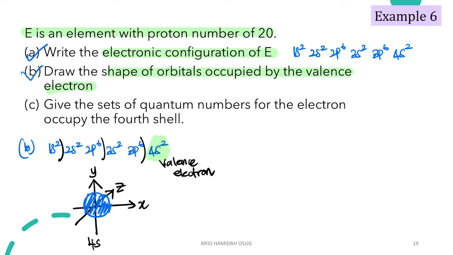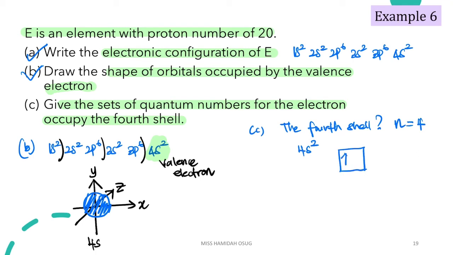And the last question, you were asked to give the sets of quantum numbers for the electron occupied the fourth shell. So the fourth shell maksud sini adalah apabila n equals to 4. So n equals to 4 cuma ada satu sahaja, okay, iaitu 4s2. So bila kita draw dia punya orbital diagram, so kita akan dapat beginilah 4s. Jadi dia minta kamu set of quantum numbers.